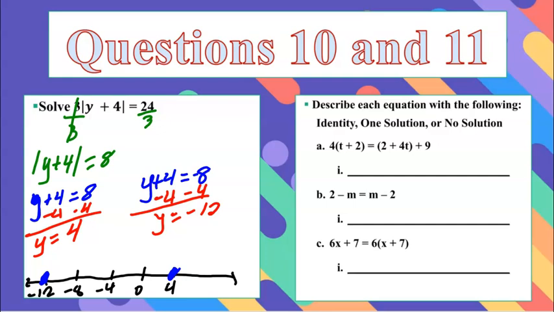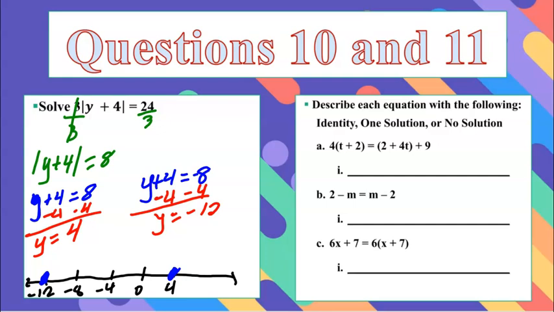Or no solution, which means when you simplify it, you have a number equaling a different number, which can never happen. So the two numbers are different. They cannot equal each other.